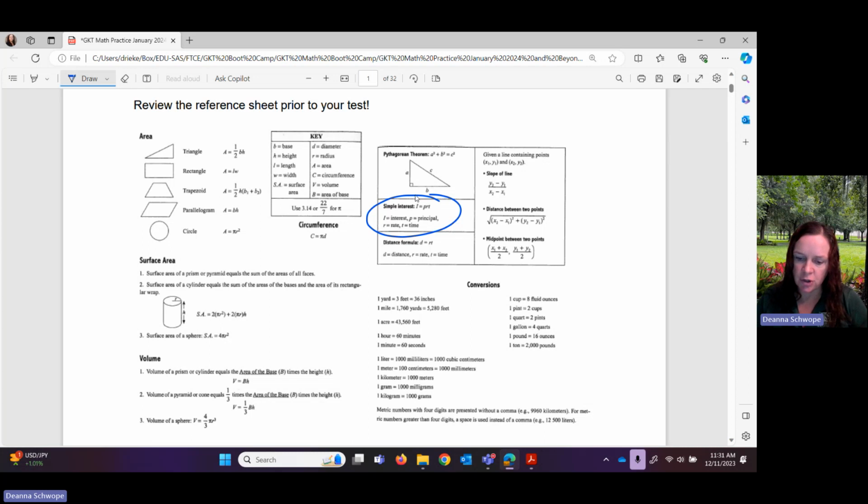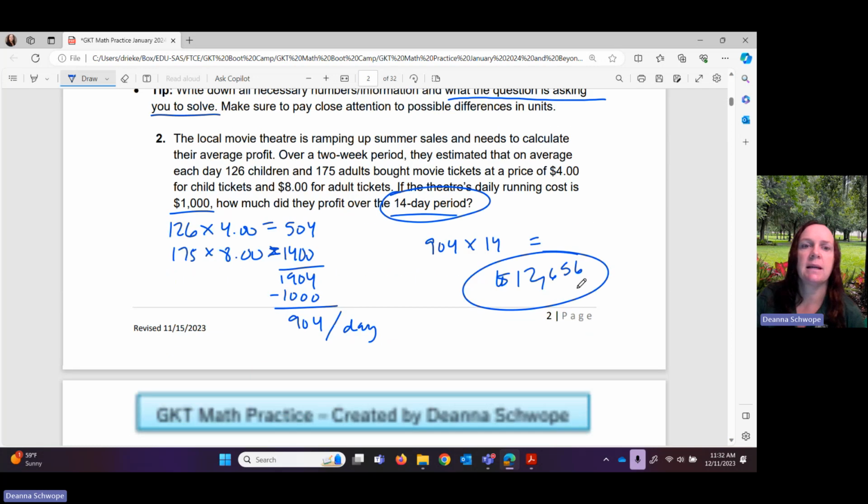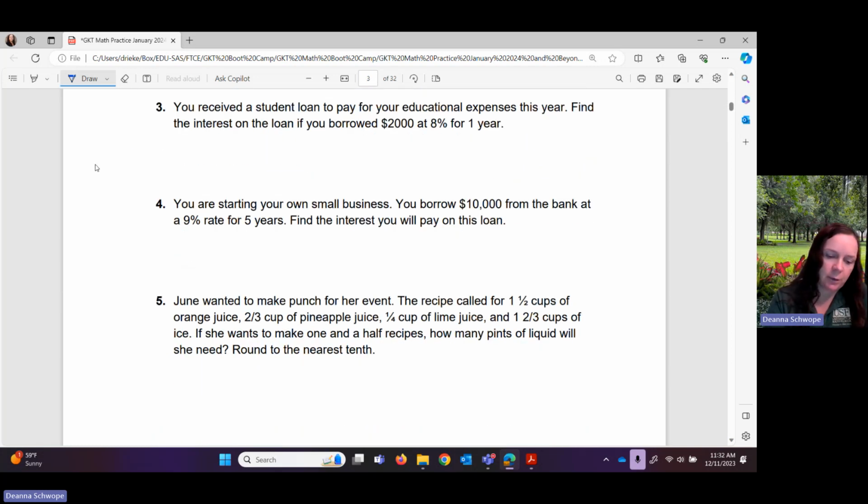So you can see it's interest equals PRT. The I is the interest, the P is the principal, so that's how much you initially borrowed. The rate is the rate of your interest. So if you're borrowing $100,000 at a 6% rate, that's your rate, 6%, and the time. So I equals PRT. So we're going to go back down to our question. I'm going to go ahead and write I equals PRT, so I remember my formula.